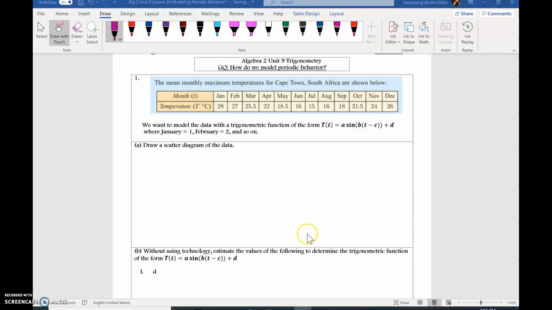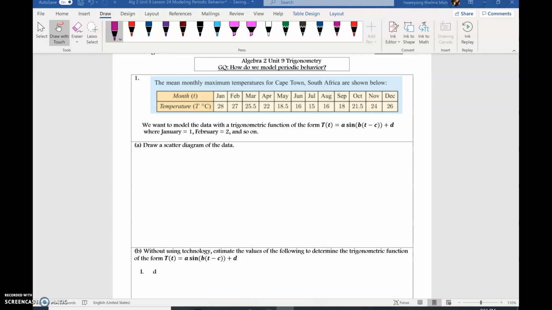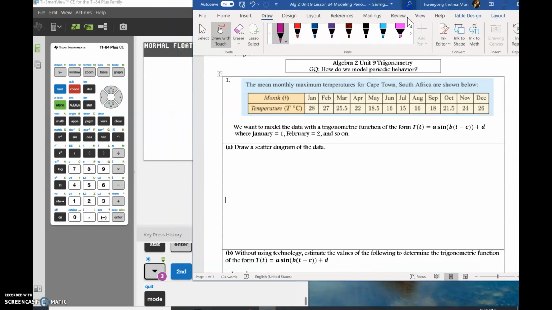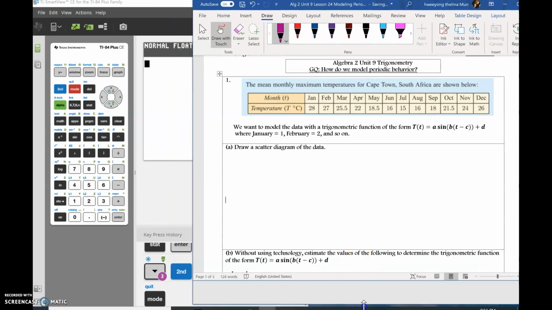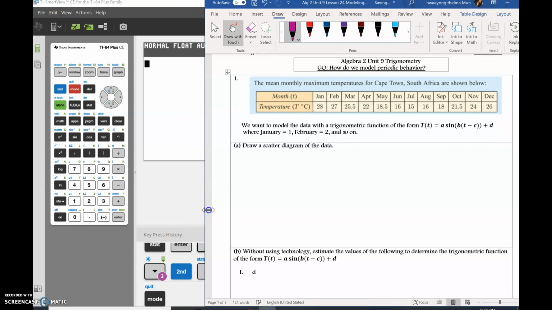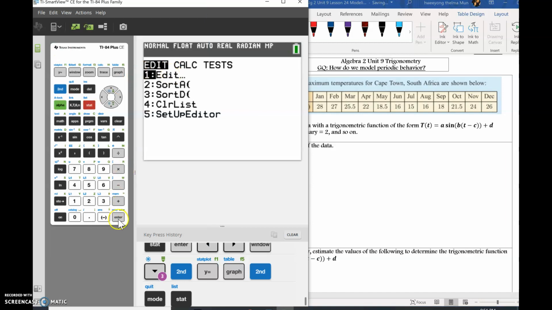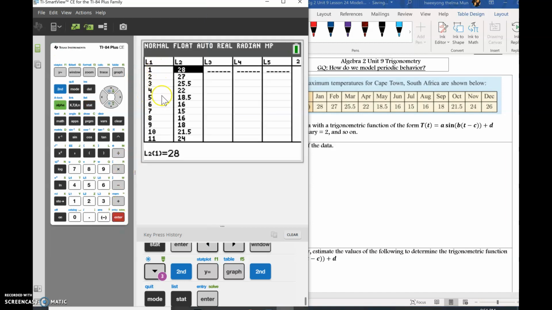Now we can just graph it on a coordinate axis, but let's also graph it on the calculator as well. So let's take out the calculator and plot this data on the calculator. On the calculator, we're going to go to Stat, and you're going to press Edit, and I already put my data in.